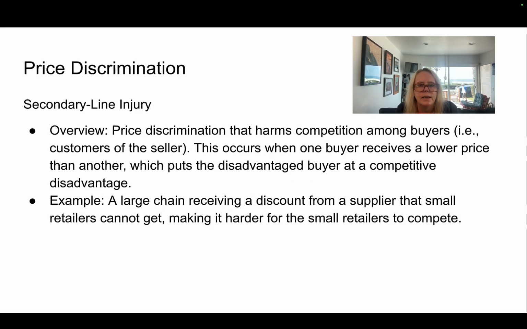Secondary line injury is price discrimination that harms competition among buyers, i.e. customers of the seller. This occurs when one buyer receives a lower price than another, which puts the disadvantaged buyer at a competitive disadvantage. So a large chain receiving a discount from a supplier that a smaller retailer can't get would be an example of a secondary line injury.